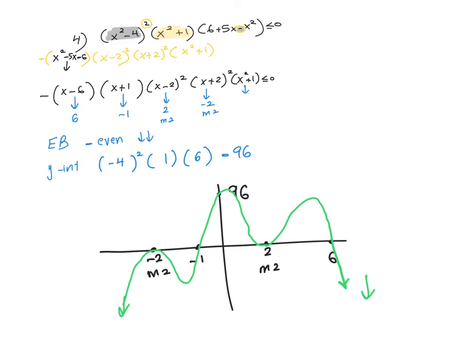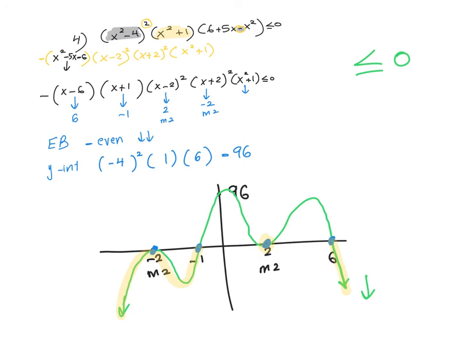Now I'm interested in the x-intercept because it's less than or equal to 0. So I need the part of the graph that is below the x-axis, and I want to consider the x-intercepts. So all of this part is below the x-axis. Let's highlight that. And then I have this part over here, and I need to consider this x-intercept.